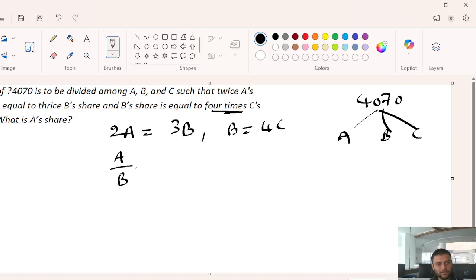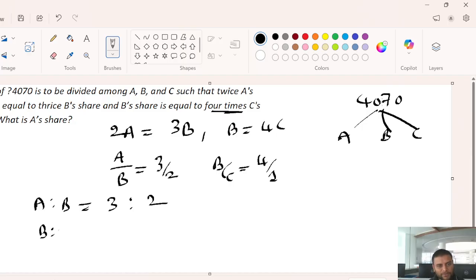A by B is equal to 3 by 2, B by C is equal to 4 by 1. Let me read the question once again. A sum of 4070 is divided among A, B, C such that twice A is equal to thrice B, and B's share is equal to 4 times C. So A is to B is a ratio of 3 is to 2, guys, and we have another ratio, B is to C, given as 4 is to 1.